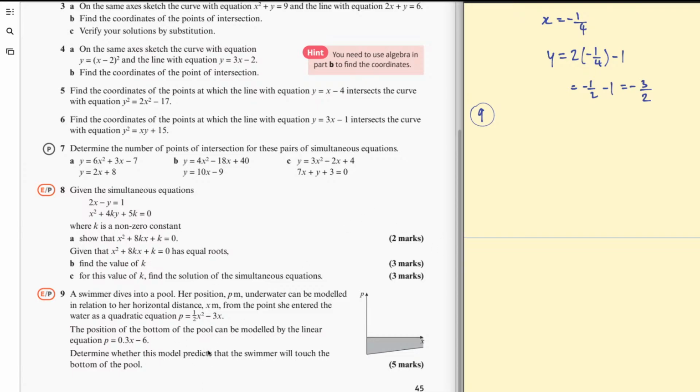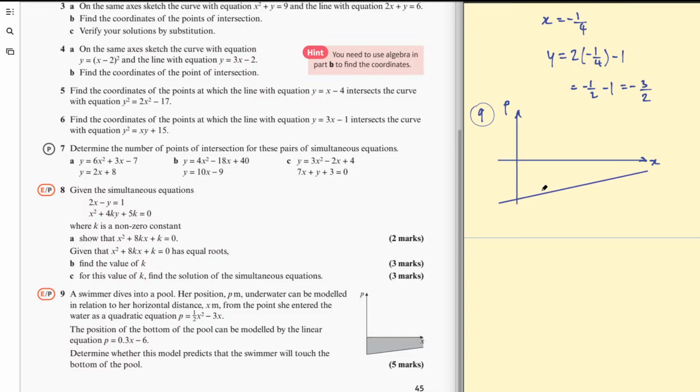This is introducing context into so far what we've just been doing, purely mathematically. So we have a pool here. We could do a quick sketch even. And the depth of the pool, or the distance under the surface of the water, is modeled by p, and the distance from the start of the pool is x. And well, the bottom of the pool would look something like this.